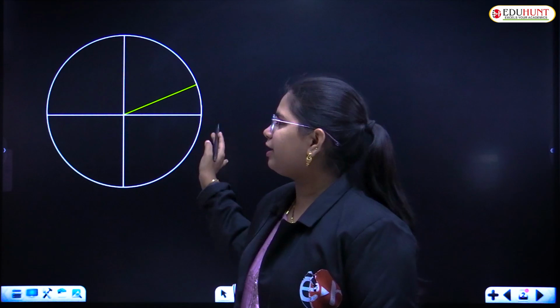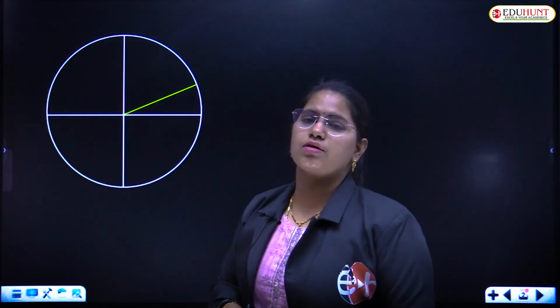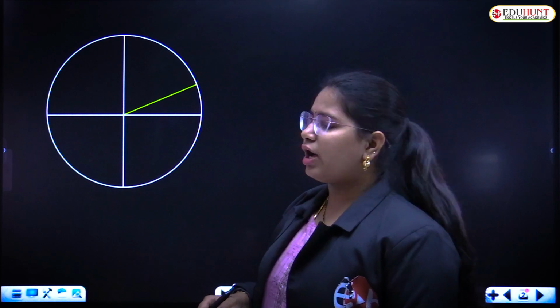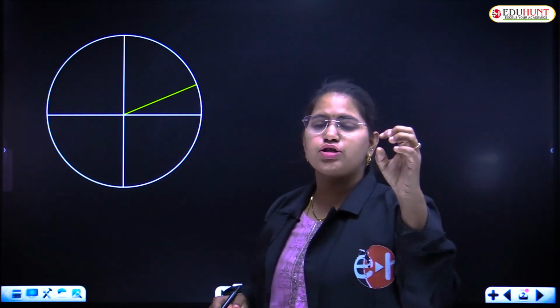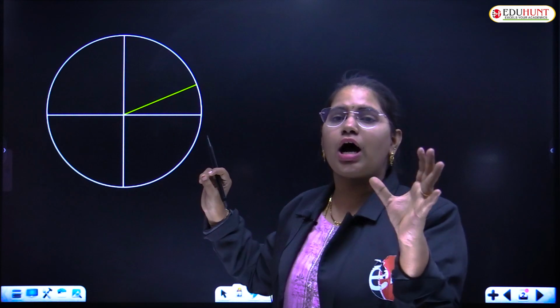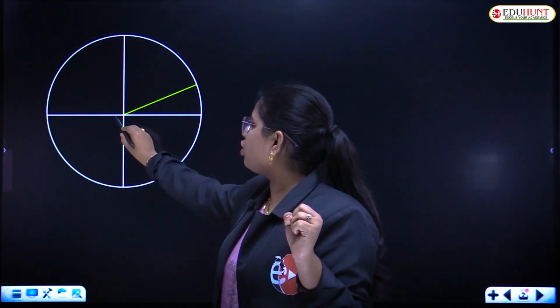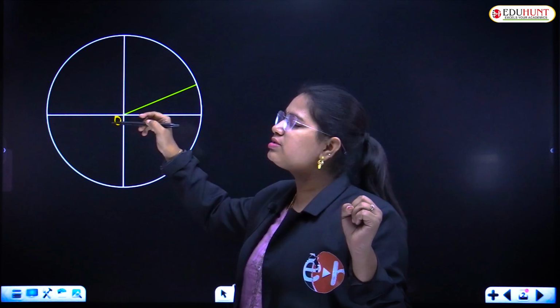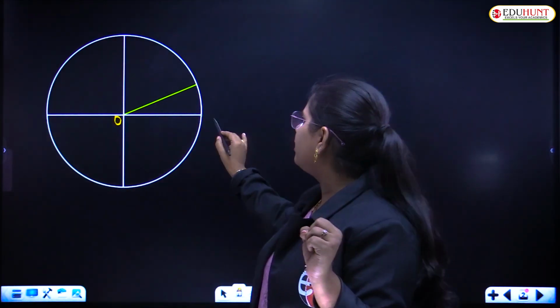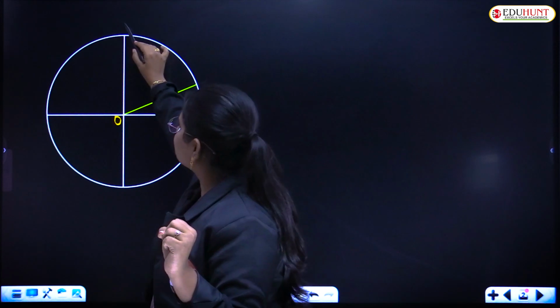Let's see some deeper concept of this. If I take a circle, I should explain my concept in the circle form, how it changes. This is my origin point, where the x-axis and y-axis meet.